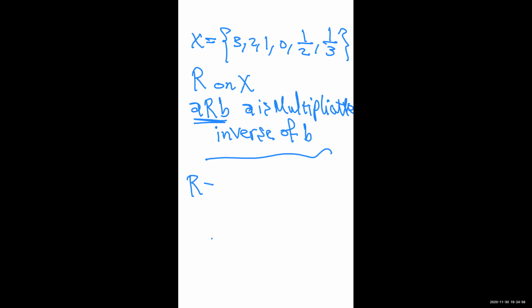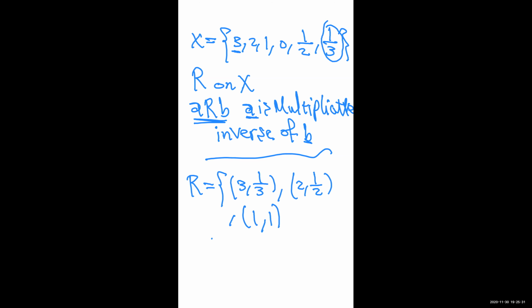Now the relation here will equal, we said that a is a multiplicative inverse of b. So the first element 3 is the multiplicative inverse of 1/3. So 3 and 1/3. Then 2 and 1/2. And then 1 and 1, which is 1/1. Yes, exactly. Great. 0.